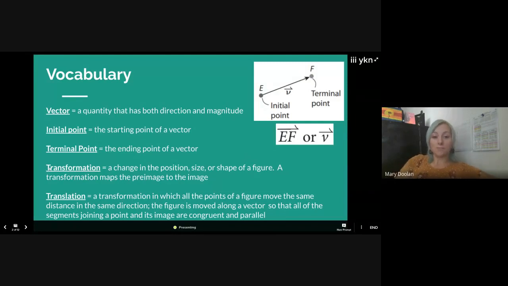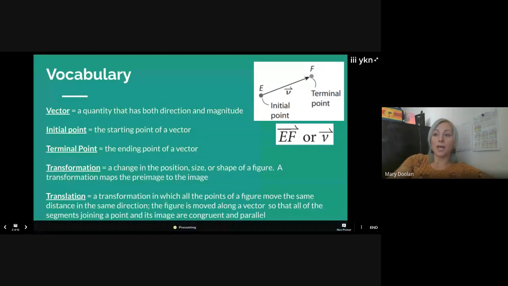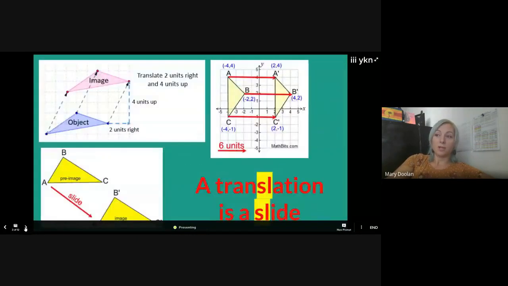Transformation. So the whole unit is about transformations. It's a change in the position, size, or shape of a figure. A transformation maps the pre-image to the image. The type of transformation we're talking about today is translations, which is a transformation where all the points of a figure move the same distance in the same direction. The figure is moved along a vector so that all of the segments joining a point and its image are congruent and parallel. And here are some images of some translations.